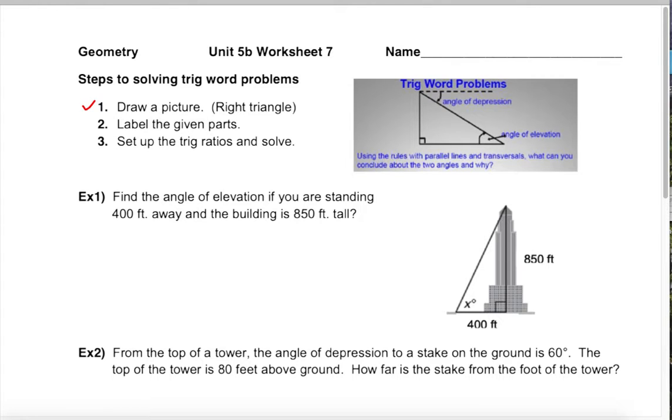Now, a lot of times the picture will be drawn for you, but if it's not, you need to draw the picture. Next, you want to label all the parts that are given to you, all the information from the problem, mark that in your picture. Then you decide from what's given, are we going to use sine or cosine or tangent, and we write an equation, and then we solve it.